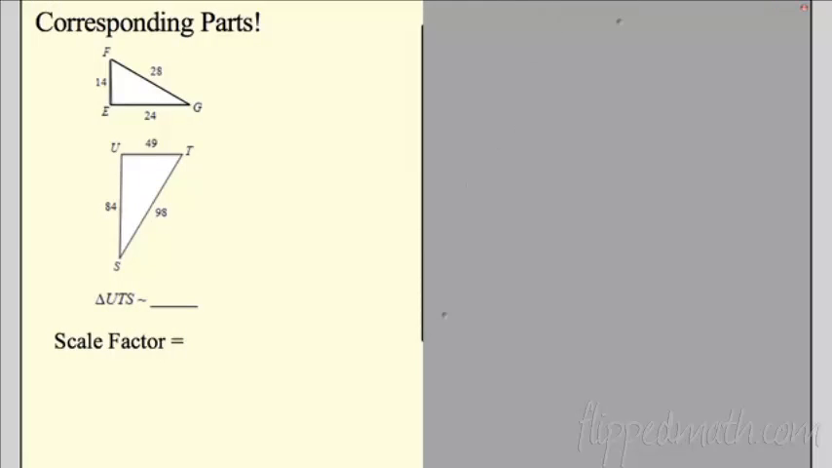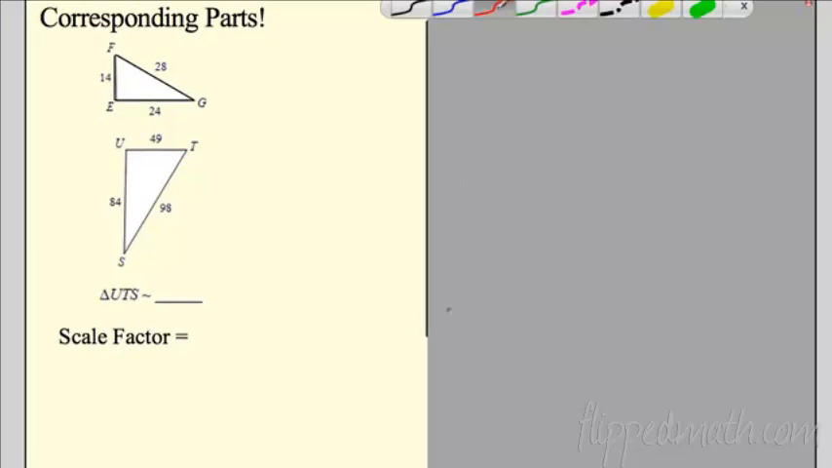So what do we got going on here? Well, it looks like I've got these two triangles. I'm going to tell you they're similar, so I'm going to say triangle UTS, and there it is. That little wavy line is similar to what? So U to T to S. Remember, I flipped it just like I did before.